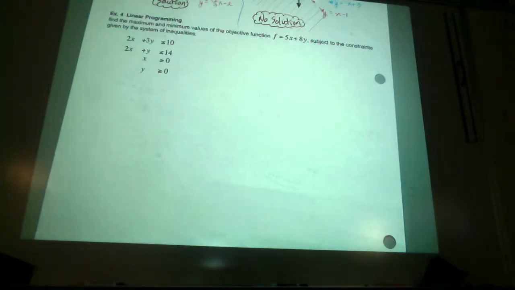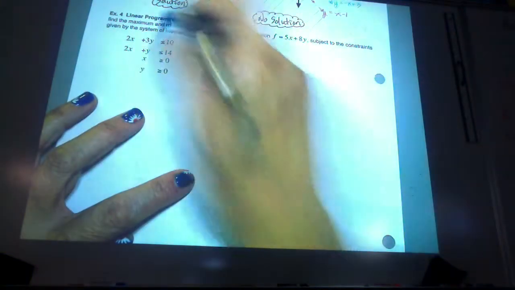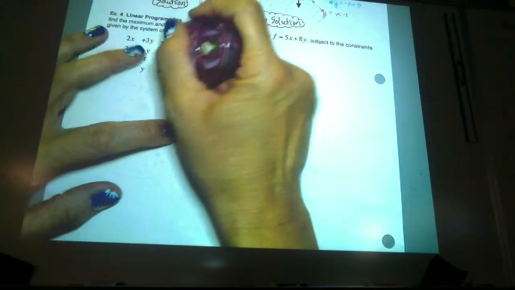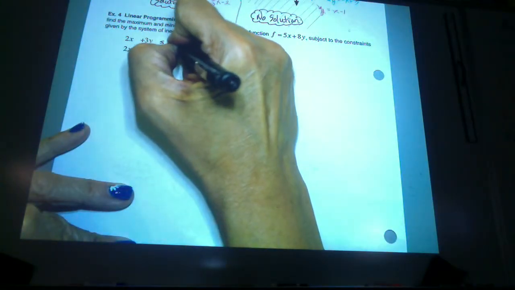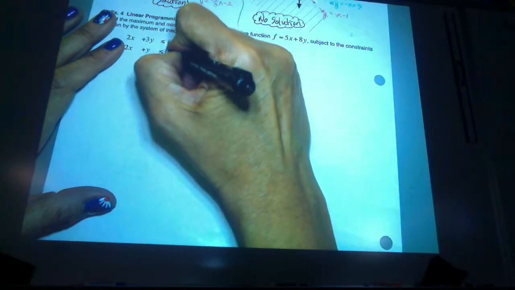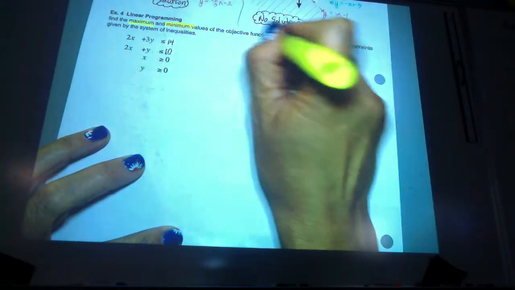If you would, please change this 10 to read 14. There was a typo, and it looks a little weird if you don't switch them. So the 10 should read 14, and the 14 should read 10. So your job on these linear programming questions is going to be to find the maximum and the minimum values of this function here.